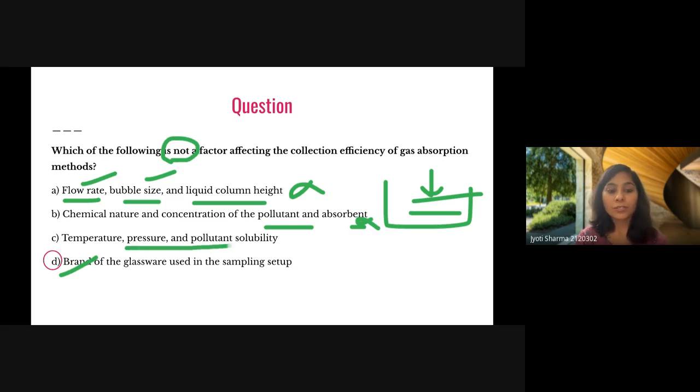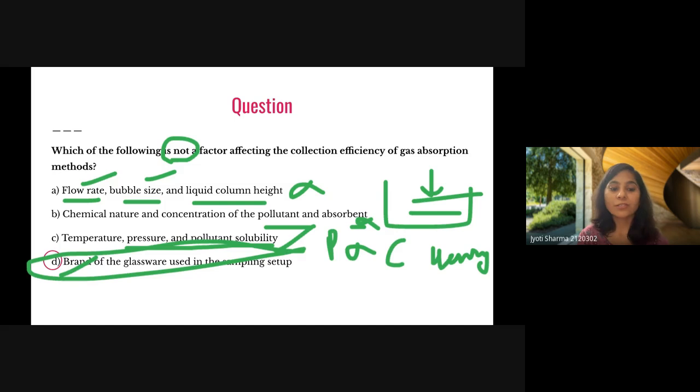Then temperature, pressure, pollutant solubility. As you know, there is a rule where partial pressure is directly proportional to the concentration. That is Henry's law, right? So this is also affecting the collection efficiency. The brand is not directly affecting your collection efficiency. So D is the right answer.